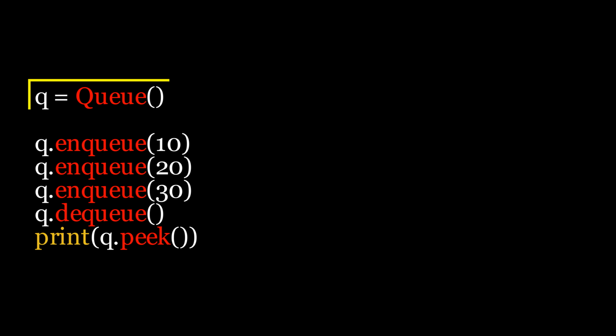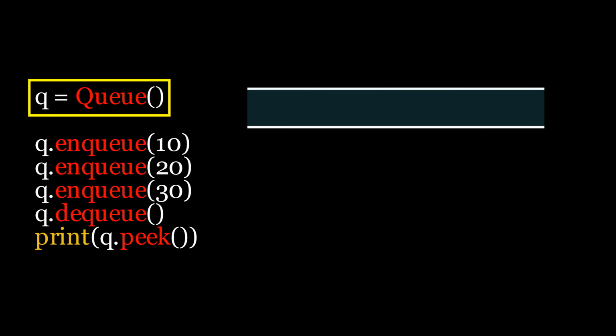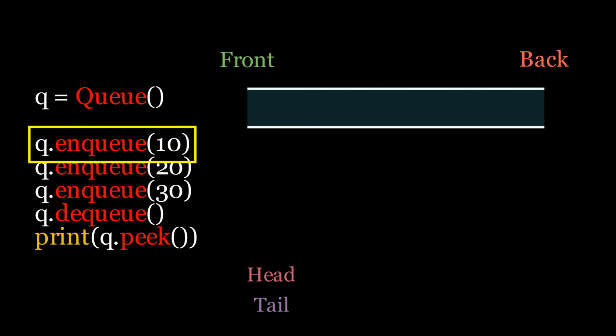When we create an object using the queue class, it initializes a linked list with no elements, as shown below. The abstract representation of the queue is shown above. It will then perform operations accordingly.